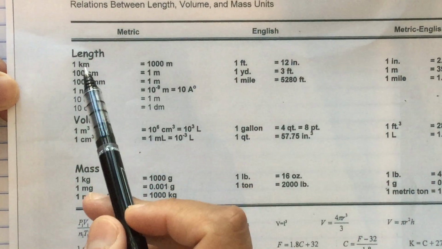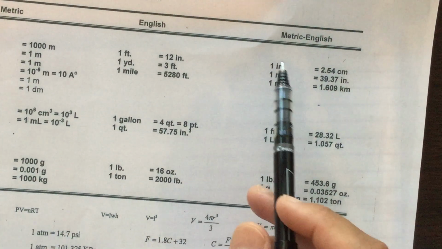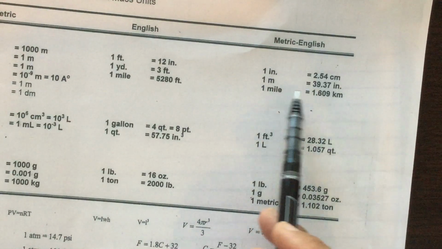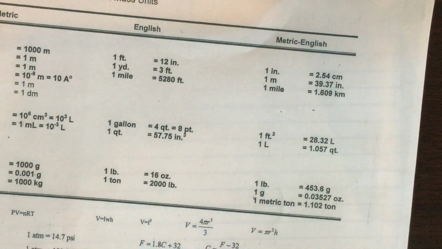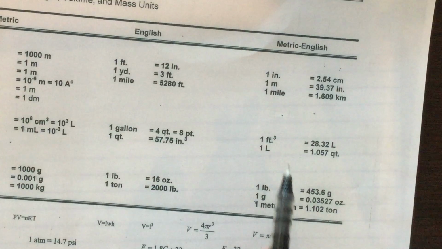there is no conversion of kilometers to feet. In the metric system, we've got kilometers to meters. In the metric to English conversion, there's a miles and kilometer relationship, but there's no kilometers to feet. So here's an example where we're going to have to do two things. We're going to have to do two steps or two conversions.